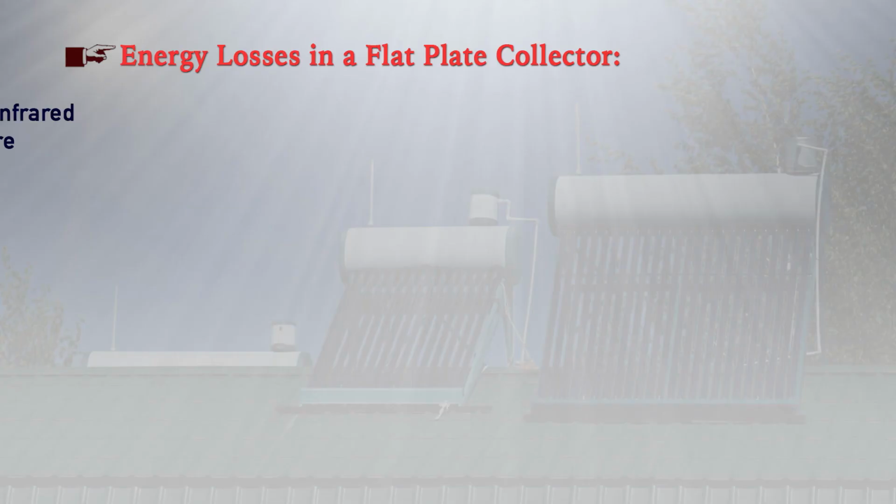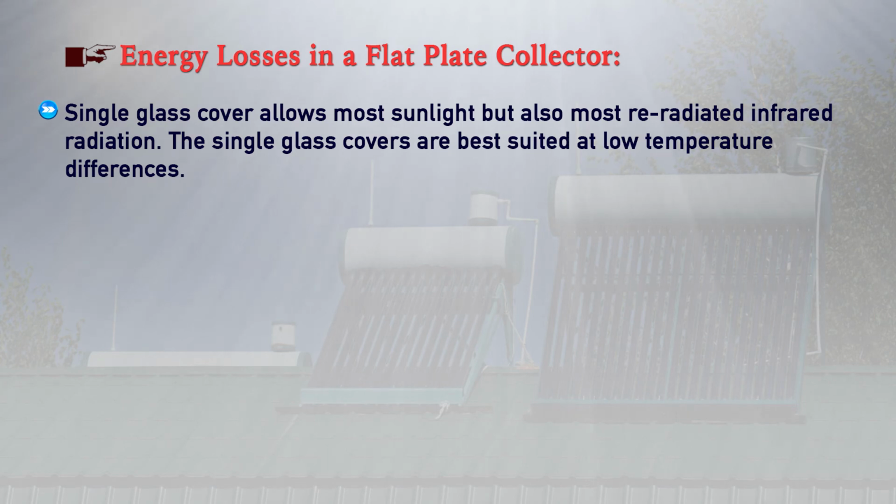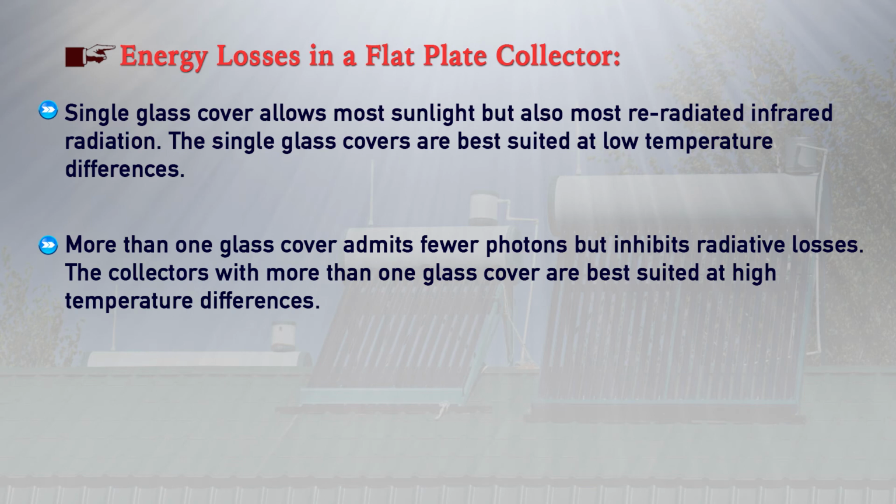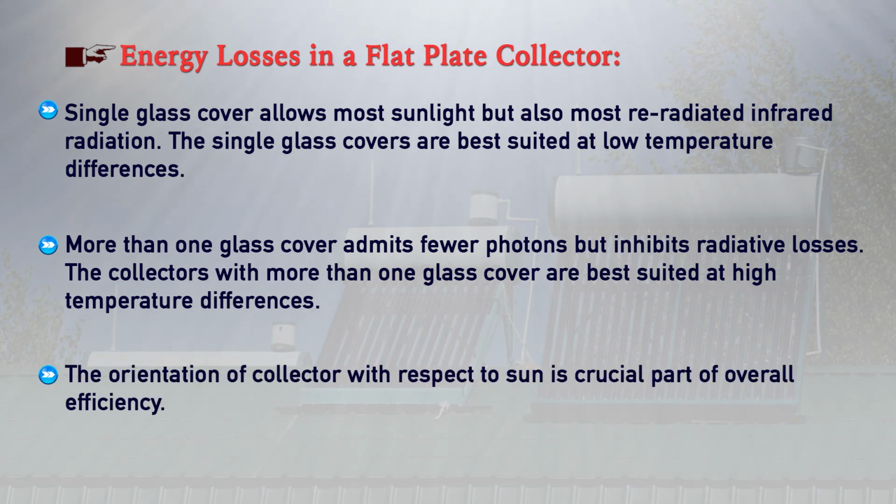The following points guide the number of glazings to be used. First, a single glass cover allows most sunlight but also most re-radiated infrared radiation. A single glass cover is best suited at low temperature differences. More than one glass cover admits fewer photons but inhibits radiative losses. A collector with more than one glass cover is best suited at high temperature differences. The orientation of the collector with respect to the sun is a crucial part of overall efficiency.